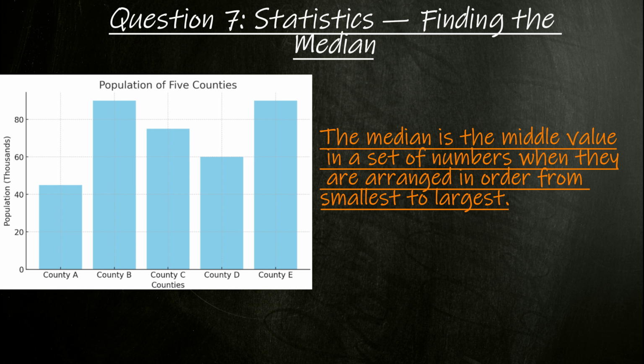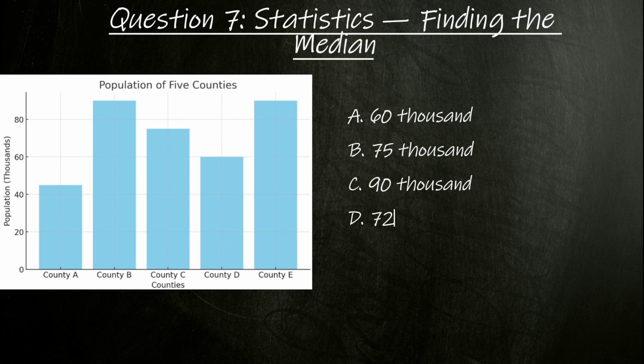That makes it especially useful in statistics, economics, and other fields where understanding the true middle point of a dataset is important. So what would be your answer here? Remember, the median is the middle number once data is ordered from smallest to largest. Arranging the populations, we get 45, 60, 75, 90, 90. So the median is clearly B, 75,000.